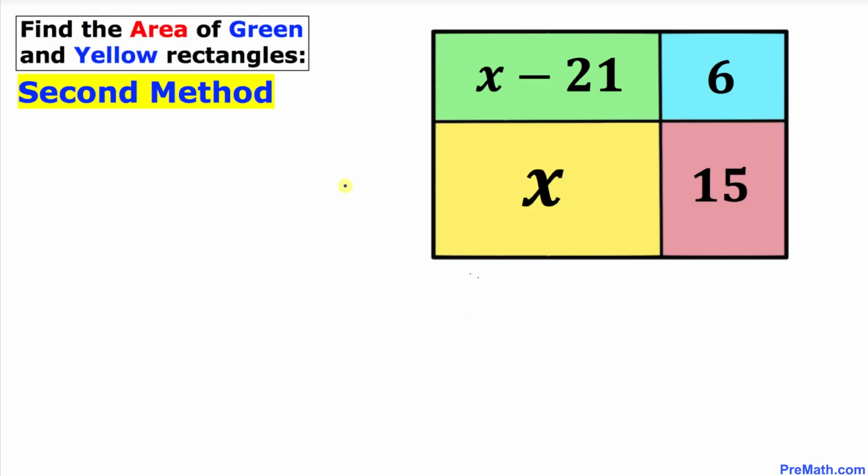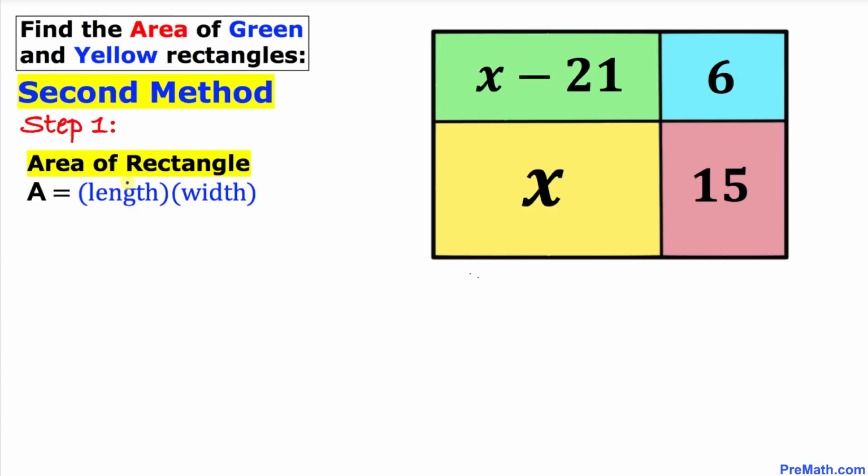And here's our second method. Let's recall the area of a rectangle formula. Area is always equal to length times width. Let me go ahead and label the dimensions of these rectangles. I'm going to call this side A, this is B, then this side is going to become A and B as well. Likewise, I'm going to call this C and this D, then this is going to become C and D as well. And we know the area equals length times width.